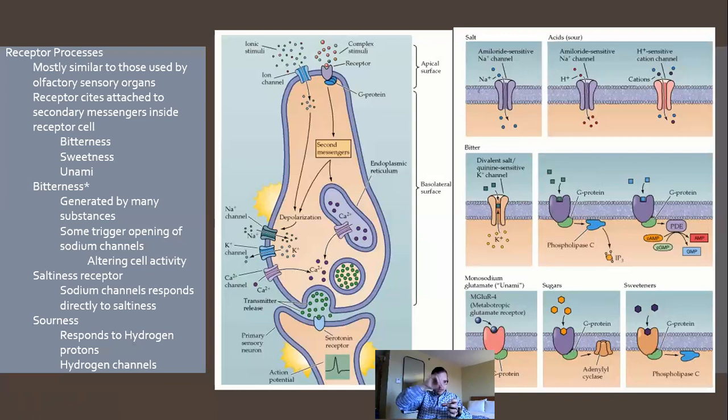And then saltiness and sourness, they have that more ionotropic type receptor, meaning they have just ligand-gated channels. Saltiness, sodium comes in. Sourness, hydrogen comes in, triggers the opening of a channel. Positively charged ions come in, depolarize and so on. And you taste sour. You experience sour. All right. So there's another similarity between the two major chemical senses, how they react to the chemicals.